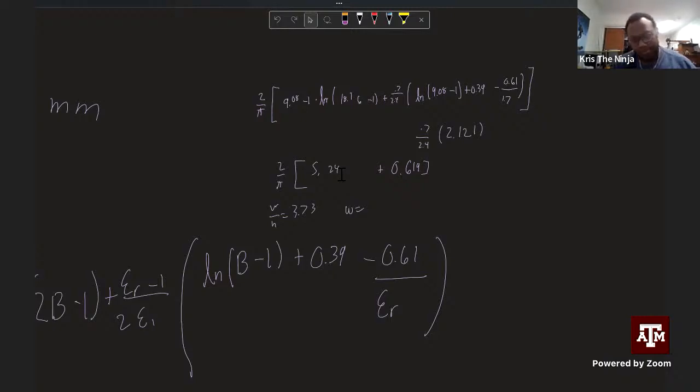Wonderful, right? Let's see. We did a guide wavelength problem.